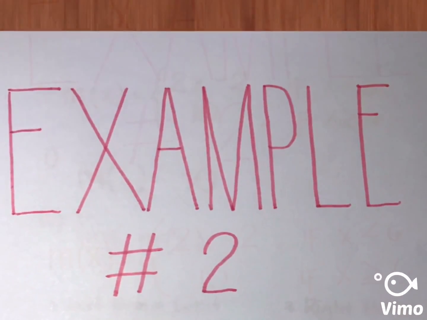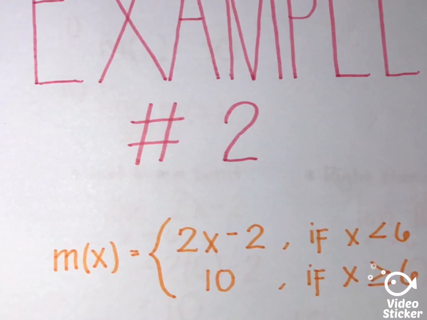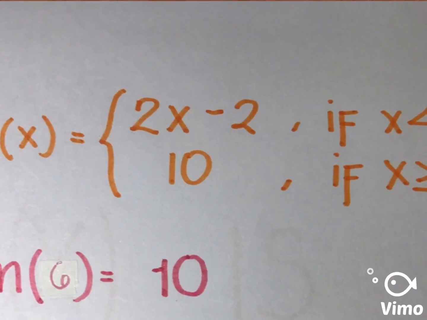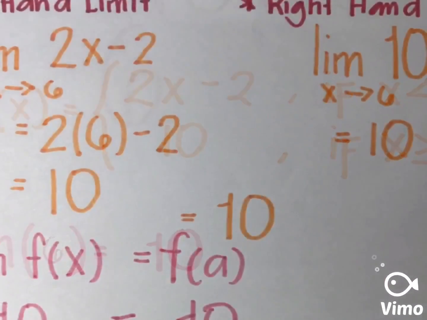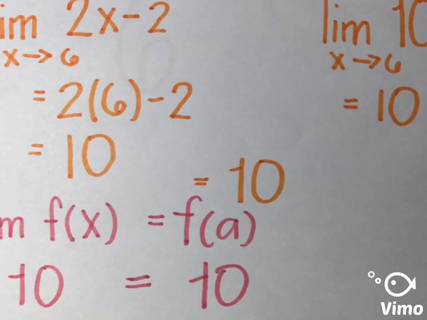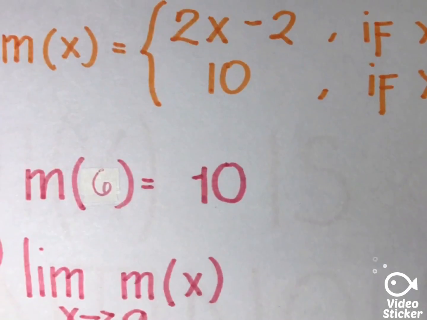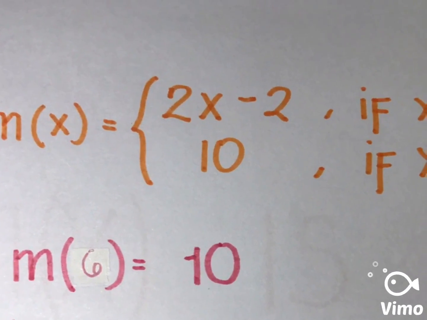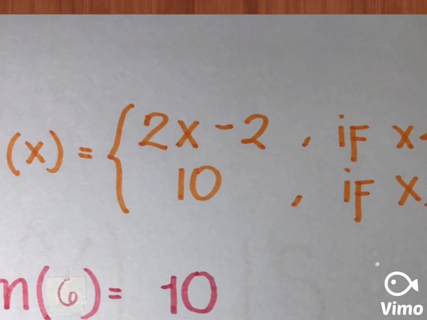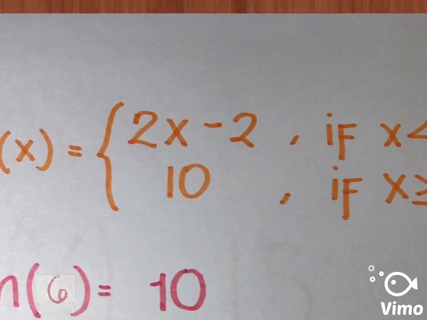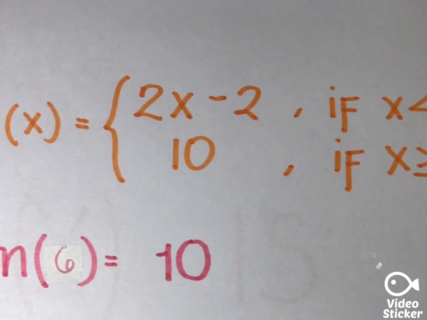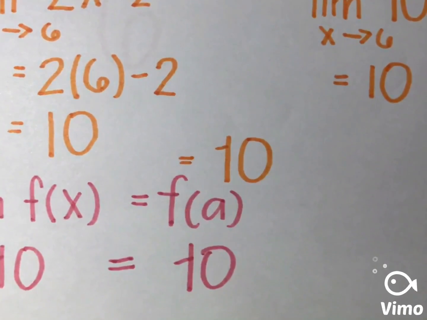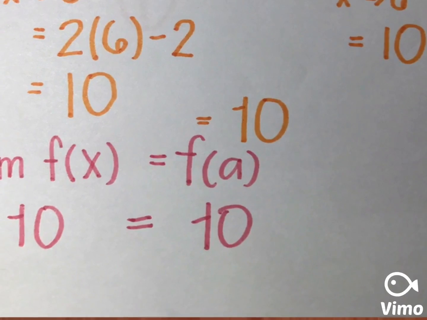Example number 2. Given the piecewise function m of x is equal to 2x minus 2 if x is less than 6 and 10 if x is greater than or equal to 6. If x is equal to 6, then m of 6 is equal to 10. Therefore, m of a exists. Second condition, the limit of m of x as x approaches a, you must get the left-hand limit and the right-hand limit.